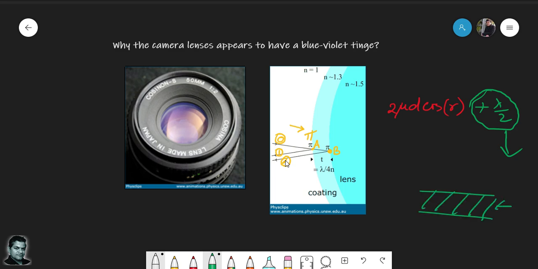Let's say this is made up of glass, a denser material. This is air, this is air. So rarer, denser, rarer. On the other hand, here, this medium is rarer with respect to this medium. But again, this medium is rarer with respect to this medium. So when the reflection happens from this, it gets a phase difference of pi. When the reflection happens on this, again, it has a phase difference pi.